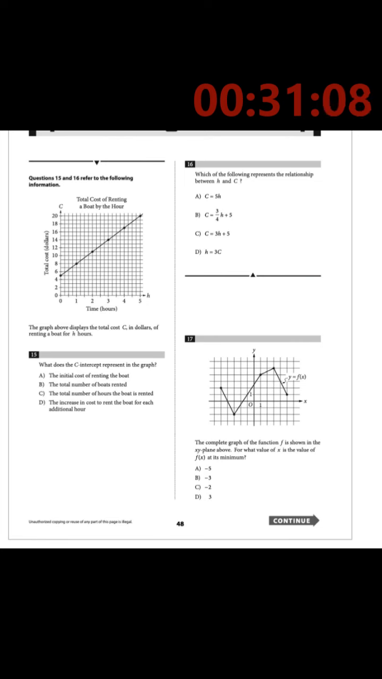Okay, for question number 15, the intercept will represent the initial cost of renting the boat, because at time 0 it costs $5. That means it has nothing to do with the amount of hours you rented the boat, so it must be the initial cost.